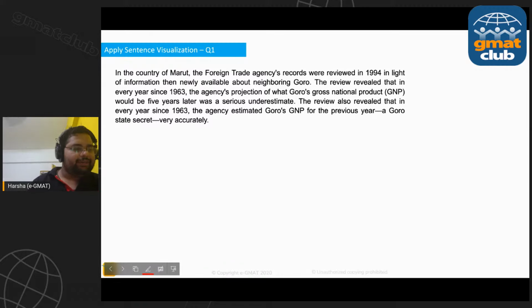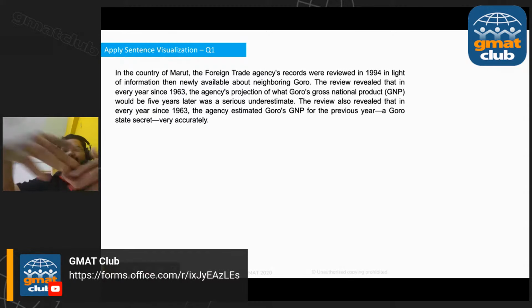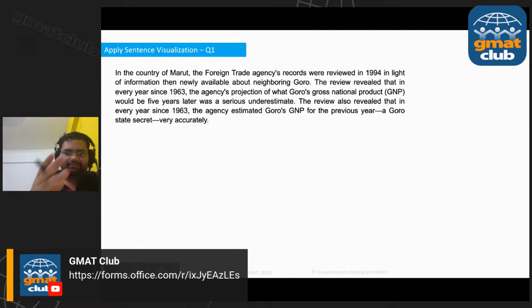Also, we have shared the form for the questions that follow. The approach is the same. You are going to read it, and then you're going to visualize it, and then you're going to solve those questions. So for those of you who are done visualizing the passage, you can jump right in and answer those questions as well.